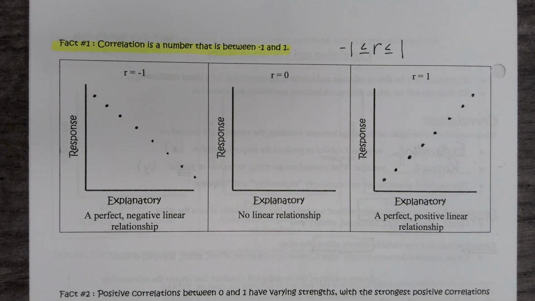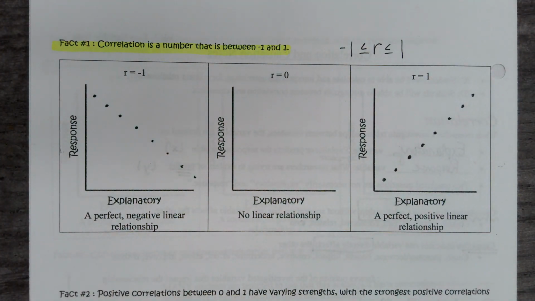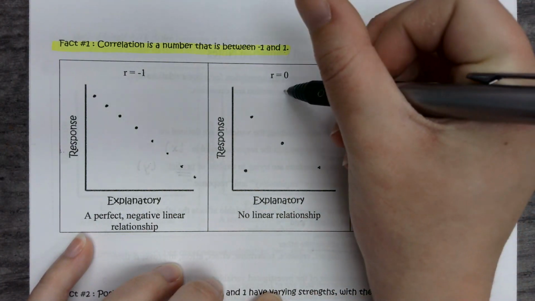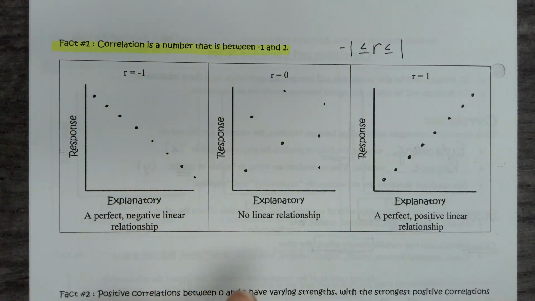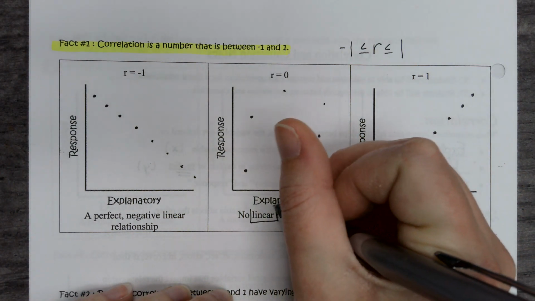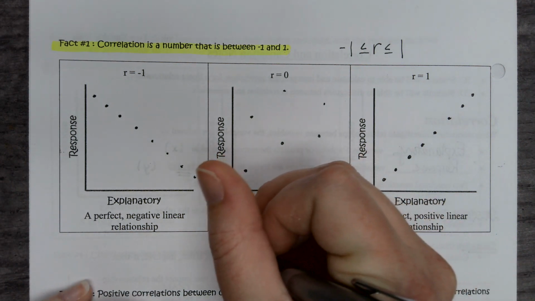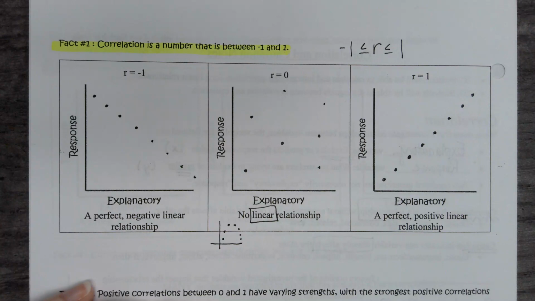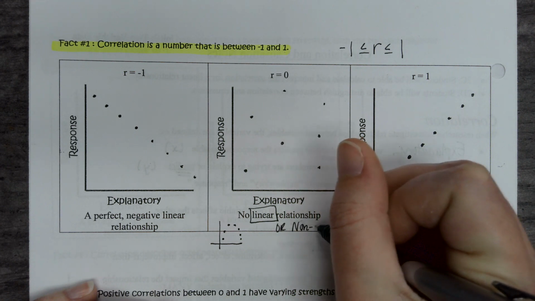Now, looking in between with R equals 0, where we have just scattered points. It doesn't look like anything. It's just scattered. So maybe we have a point here, point here, point here. I can't tell if it's positive or negative or none. I just have everything scattered. Now, this could also mean that we have no linear relationship. Remember, I told you the correlation coefficient measures a linear relationship between two variables. So I may have something that looks quadratic. That would be an R value of 0.